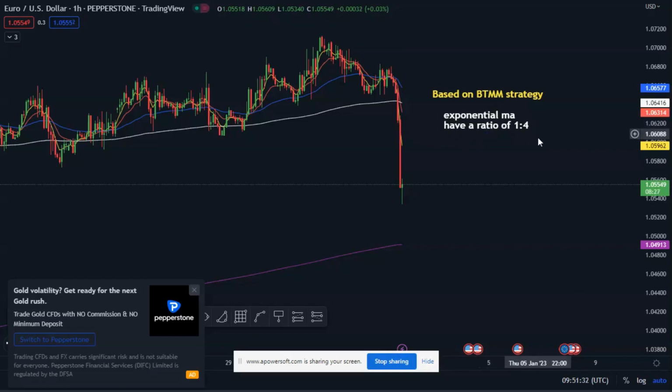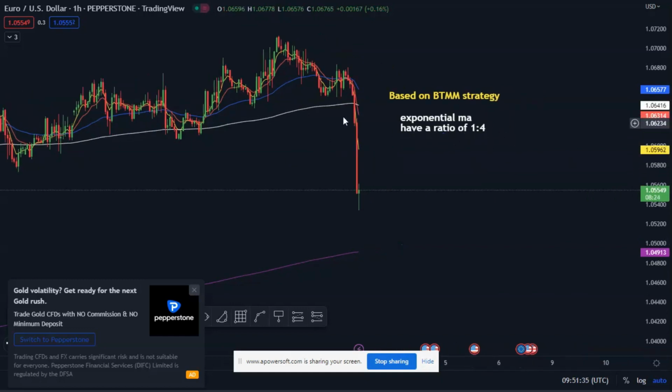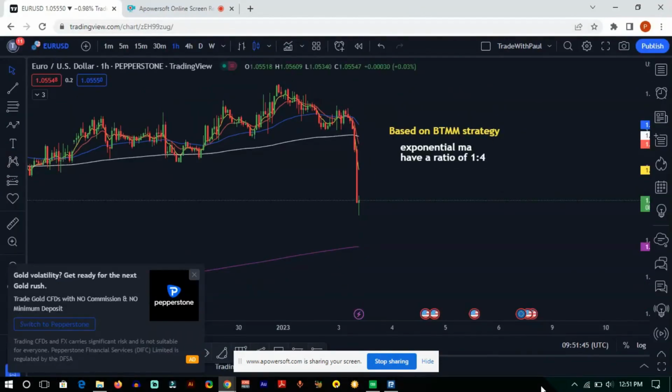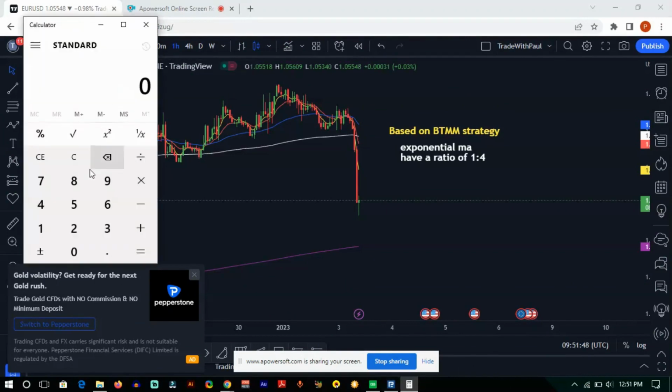Number two, they have a ratio of 1 to 4. By that I mean, when you divide, let's get a calculator. When you come to 13, divide by 5, you get 2.6. So these ones, the 13 and the 5, are not so important; they are just showing us the patterns.